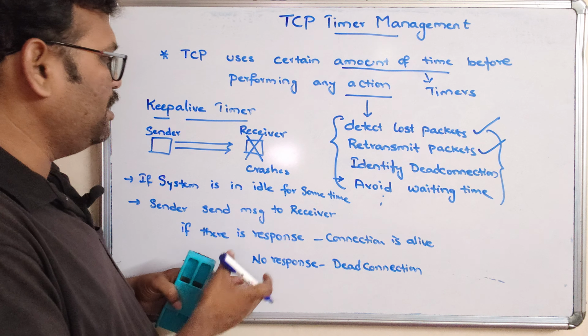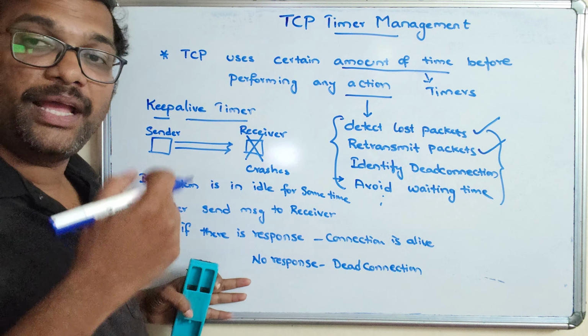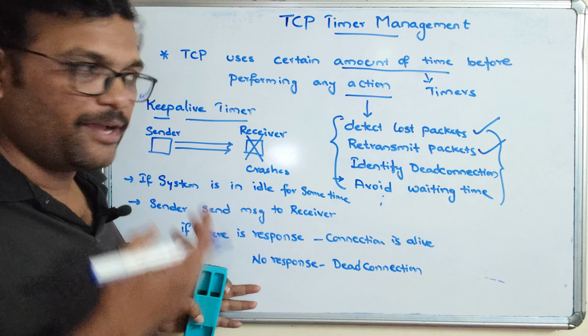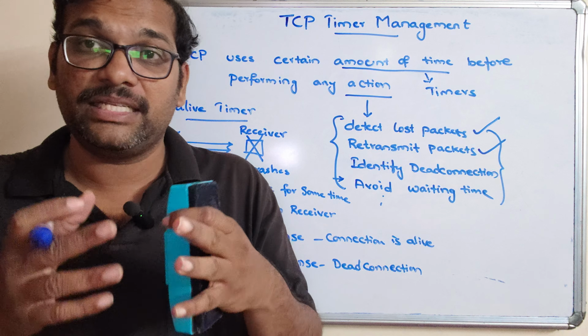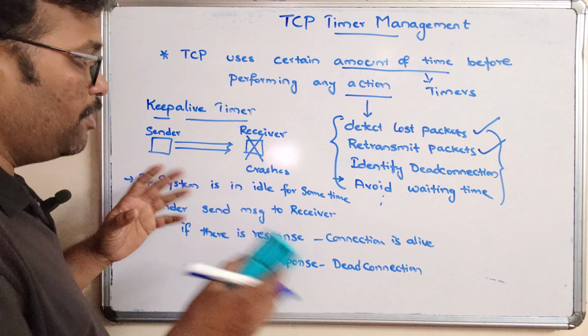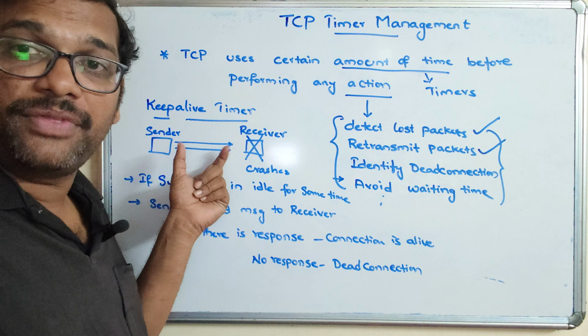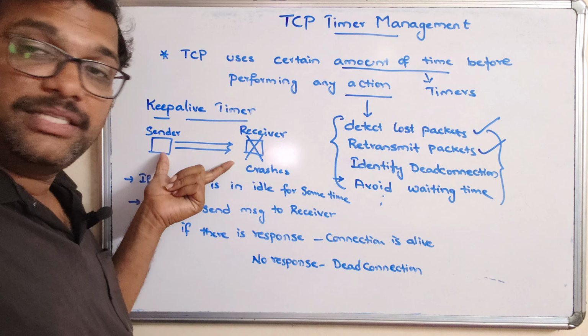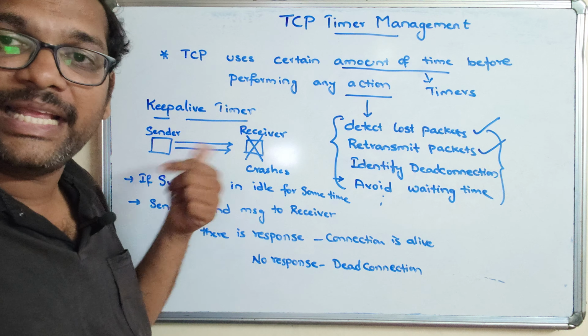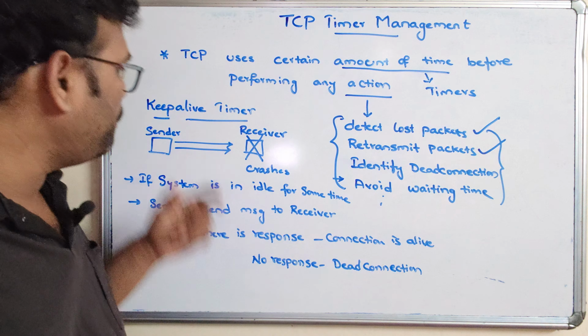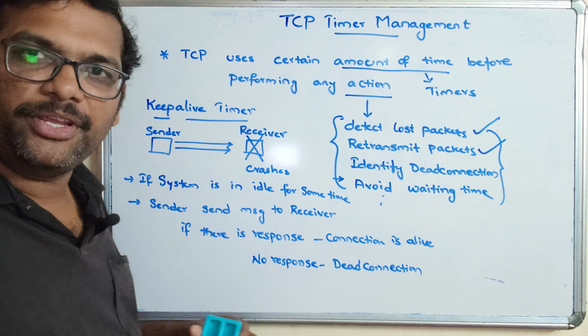So this is the use of the Keepalive timer, in order to check whether there is a dead connection or the connection is still alive. Okay, so if any one of the devices is disconnected, it has to know that the connection should be re-established. For that purpose this Keepalive timer will be used.